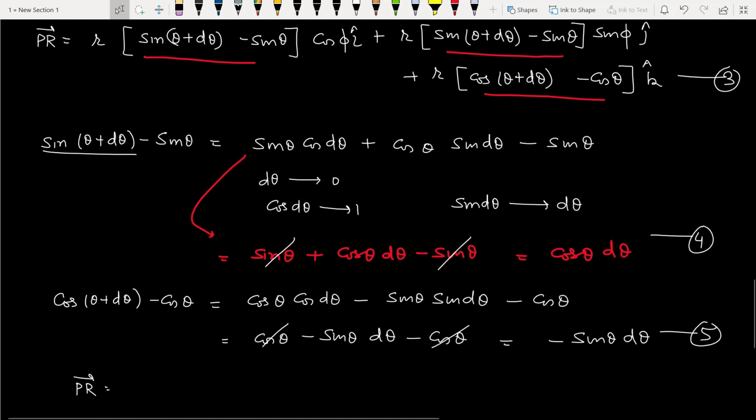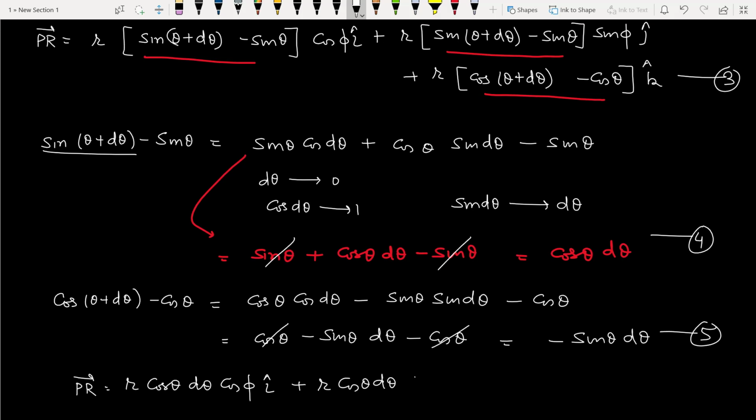So now the PR equation is visible to us. So r, the first term is cos theta d theta, cos theta d theta cos phi i cap, plus r cos theta d theta sin phi j cap, minus r sin theta d theta k cap. So this is equation number 6.